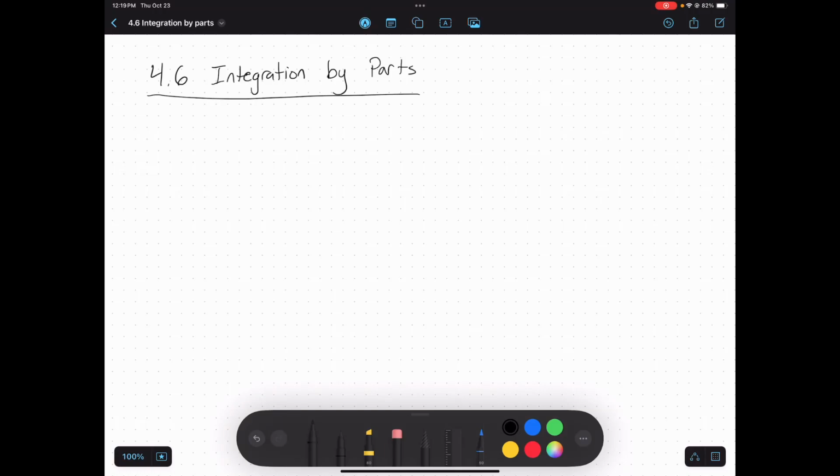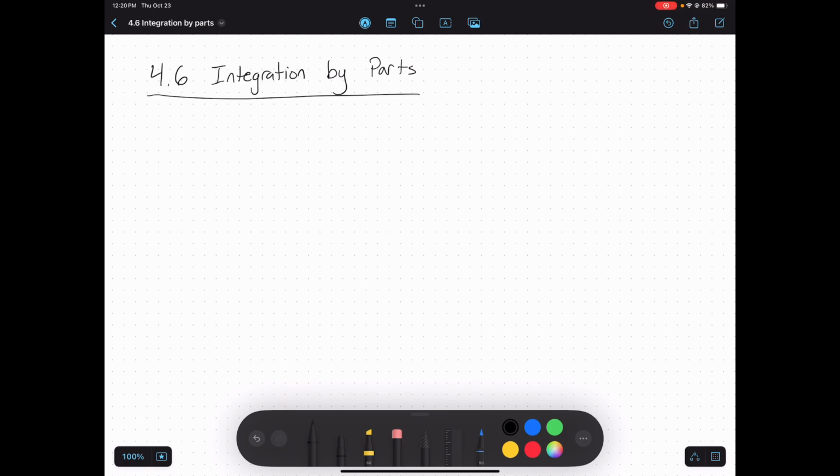Hello everybody, welcome to the 4.6 concept video where we're going to be talking about a new integration method called integration by parts. And this is along the same lines of what we were talking about in 4.5. I'm going to start now looking at more complex functions and how do I find the antiderivatives of these functions? Because that's how I integrate, is I integrate by finding antiderivatives.